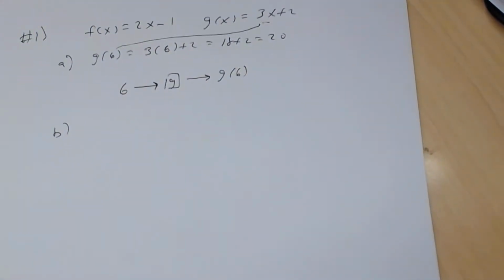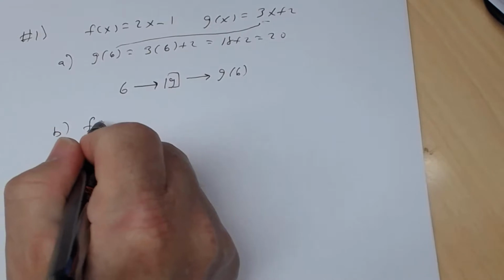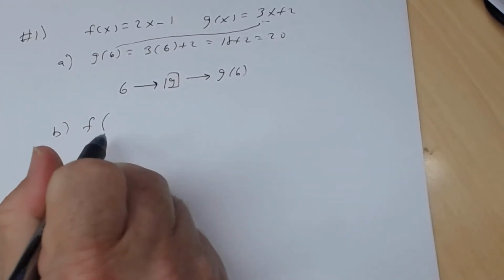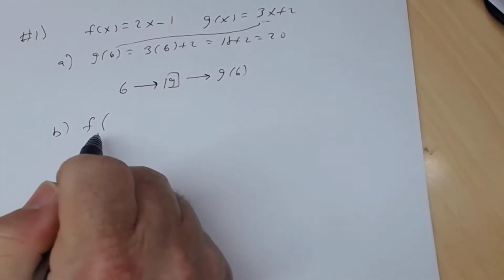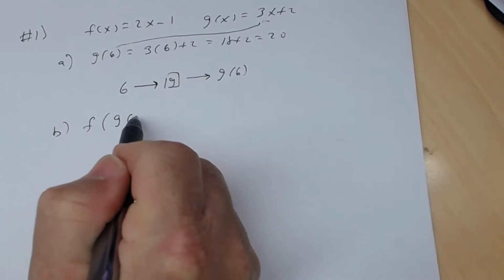What about this? Suppose you had f. I'm going to write the notation first, and then I'll tell you how to read it. So let's say it was this.